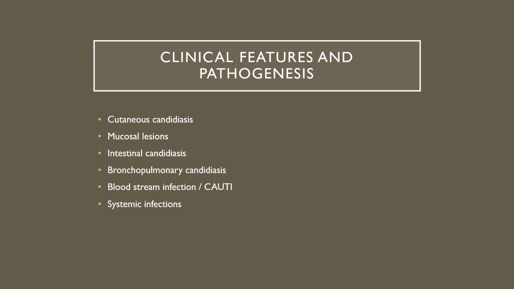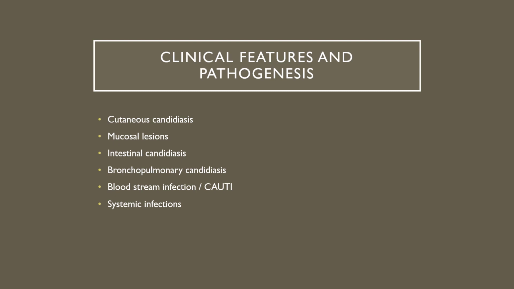Next is the mucosal lesions. Here the fungi affect the mucosal regions, for example the oropharynx, esophageal region and vagina. Oropharyngeal candidiasis is also known as oral thrush, and this is basically seen in bottle feeding infants. Esophageal candidiasis is seen in HIV and immunocompromised patients, while vaginitis or vulvovaginal candidiasis is very common during pregnancy.